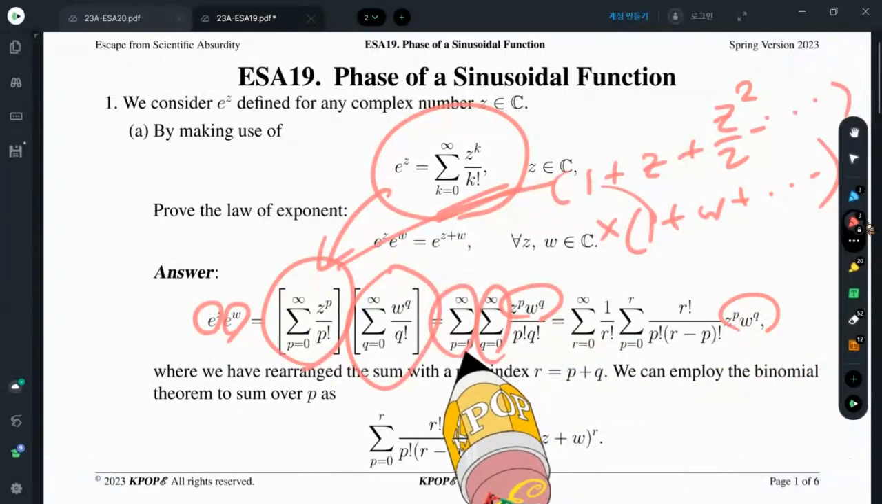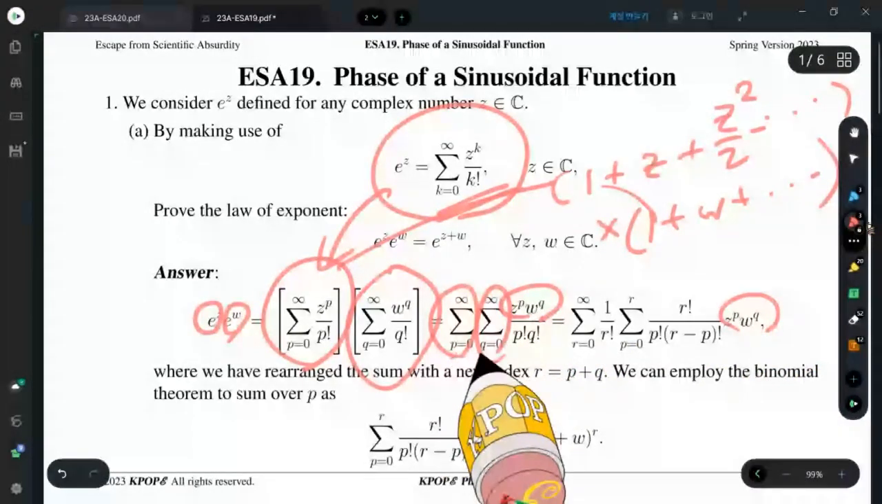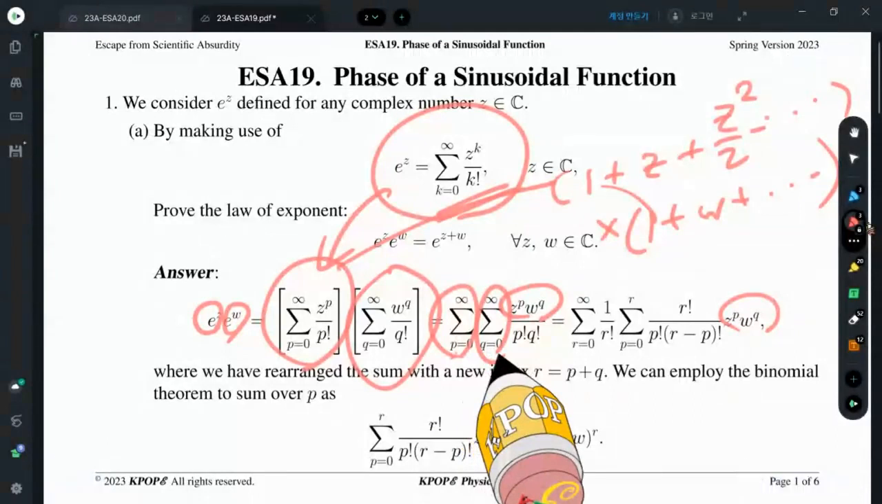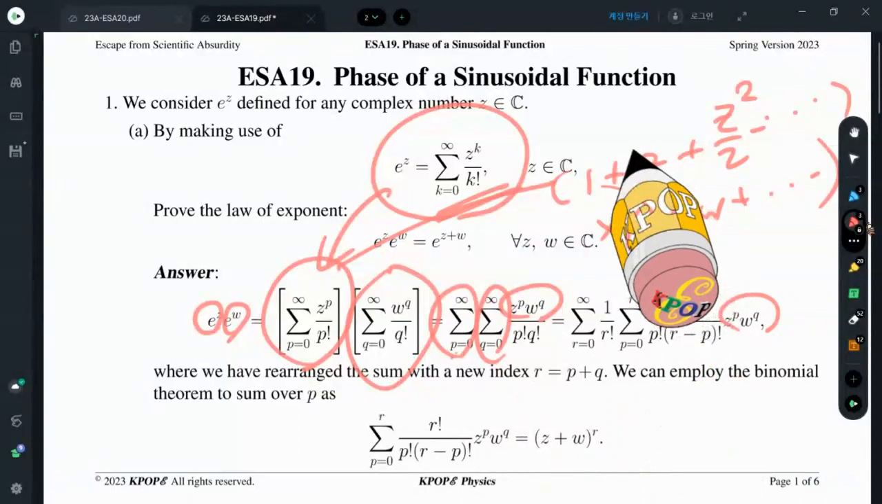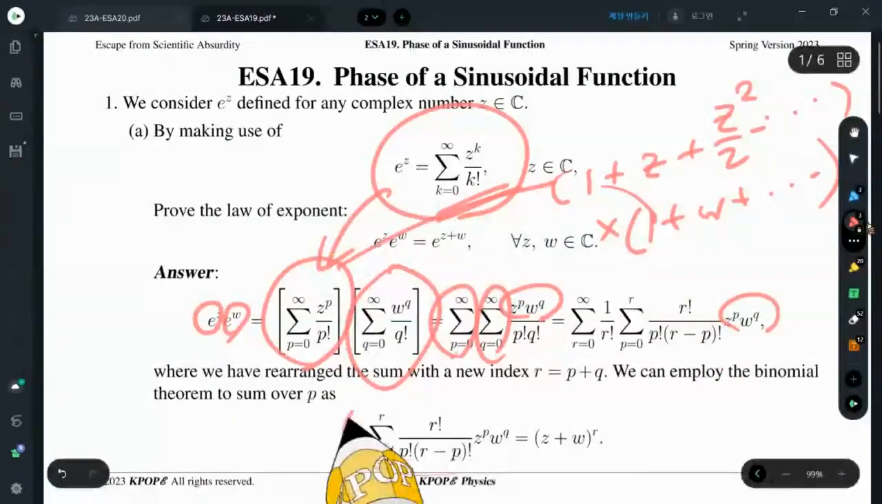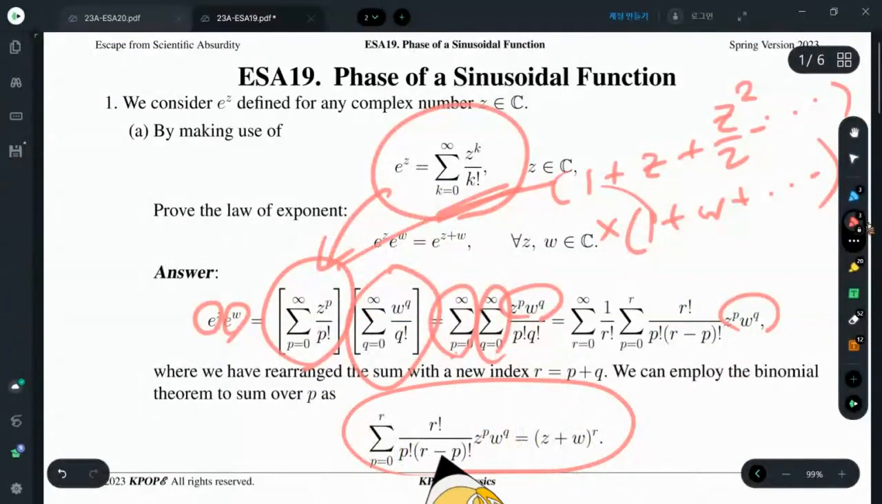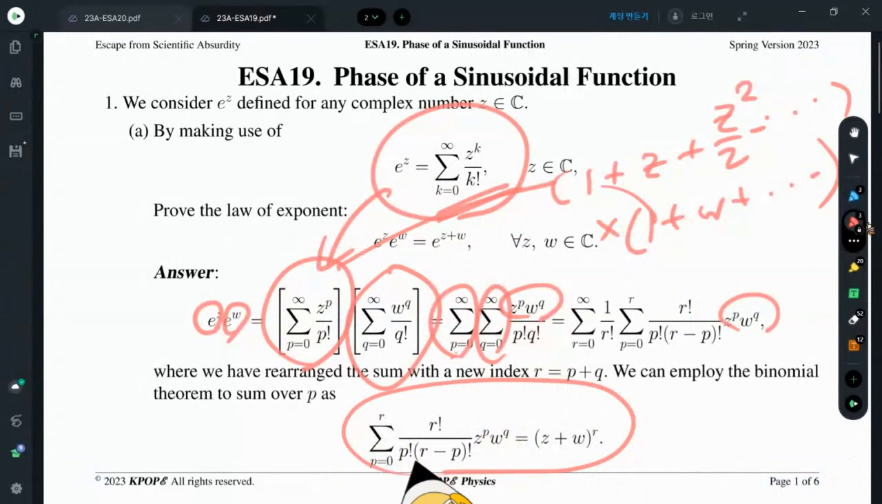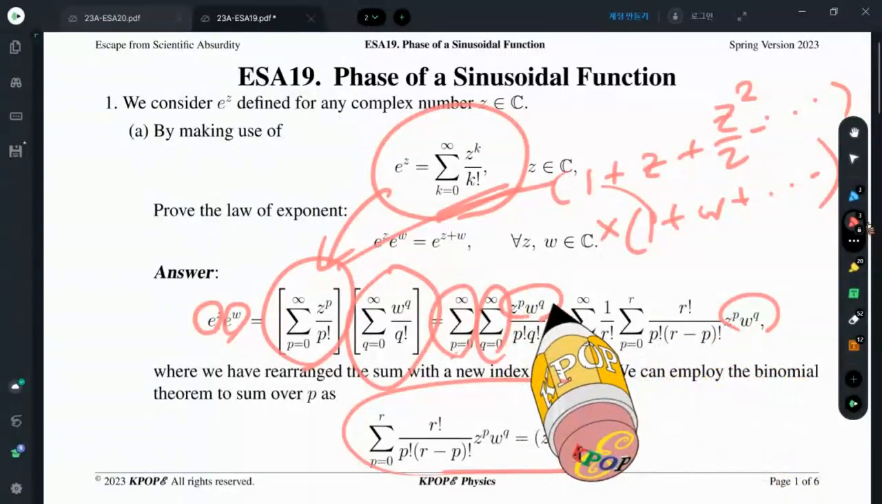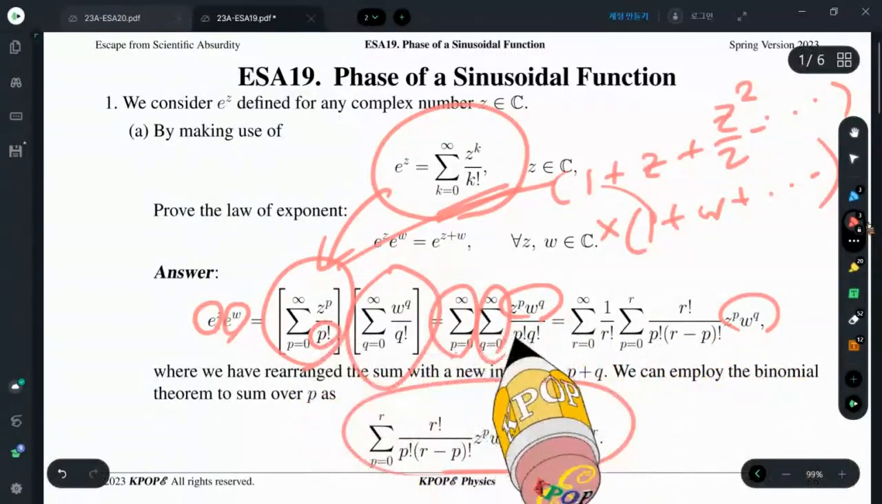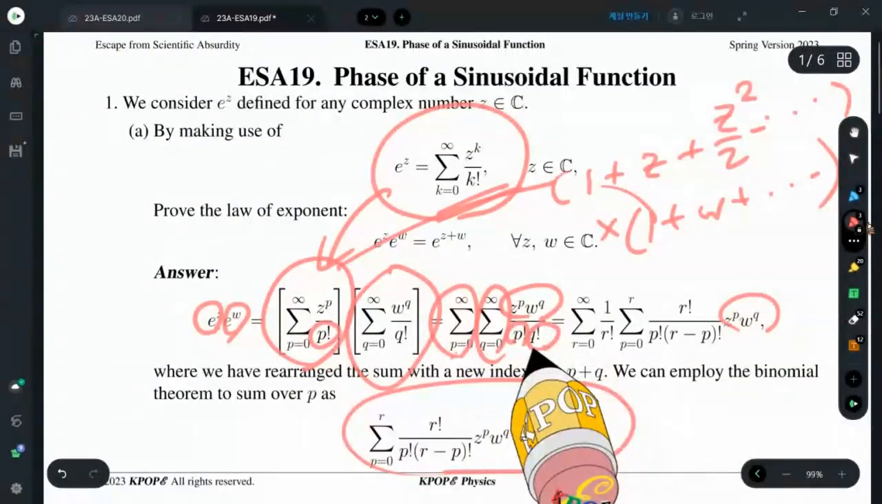However, we need to be careful about the summation of these two terms. By the way, what I like to do is we keep using the binomial theorem. This is very, very useful. Why don't we introduce a new summation? Okay, we have p and q, and there used to be factorials in the denominator.